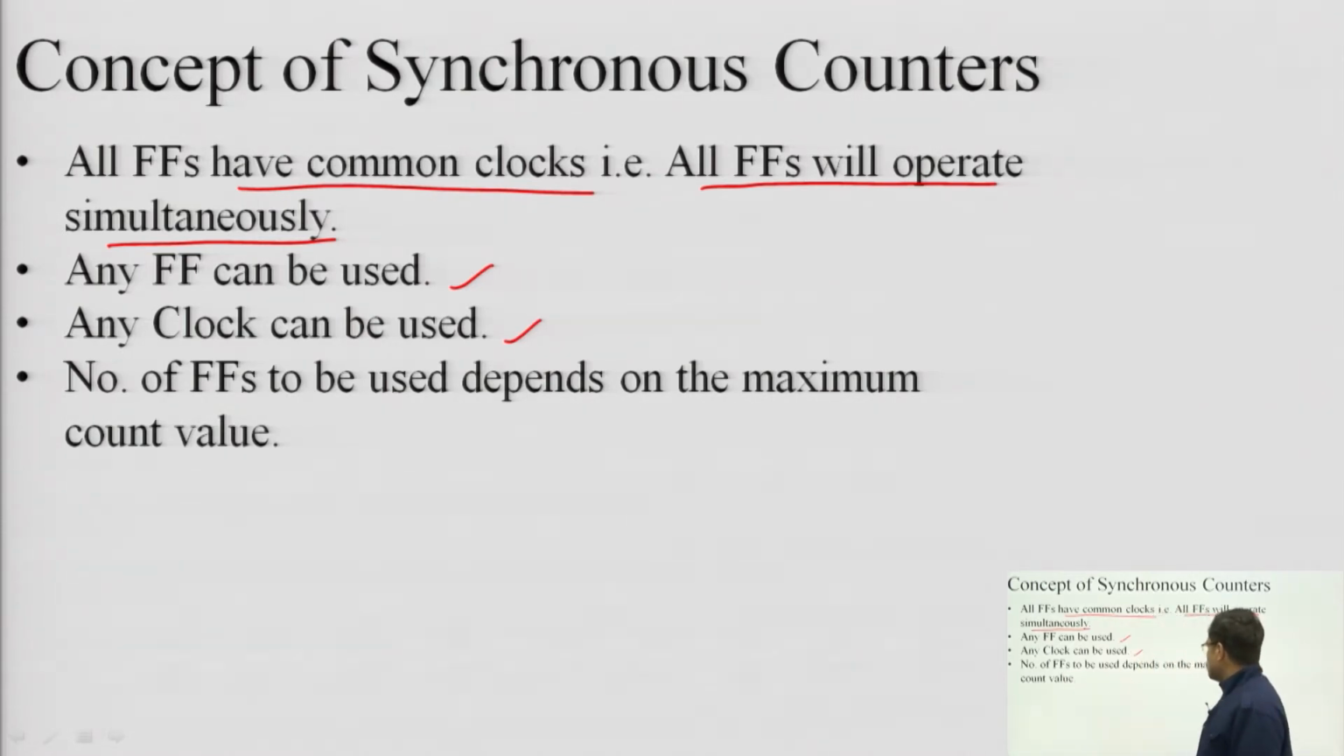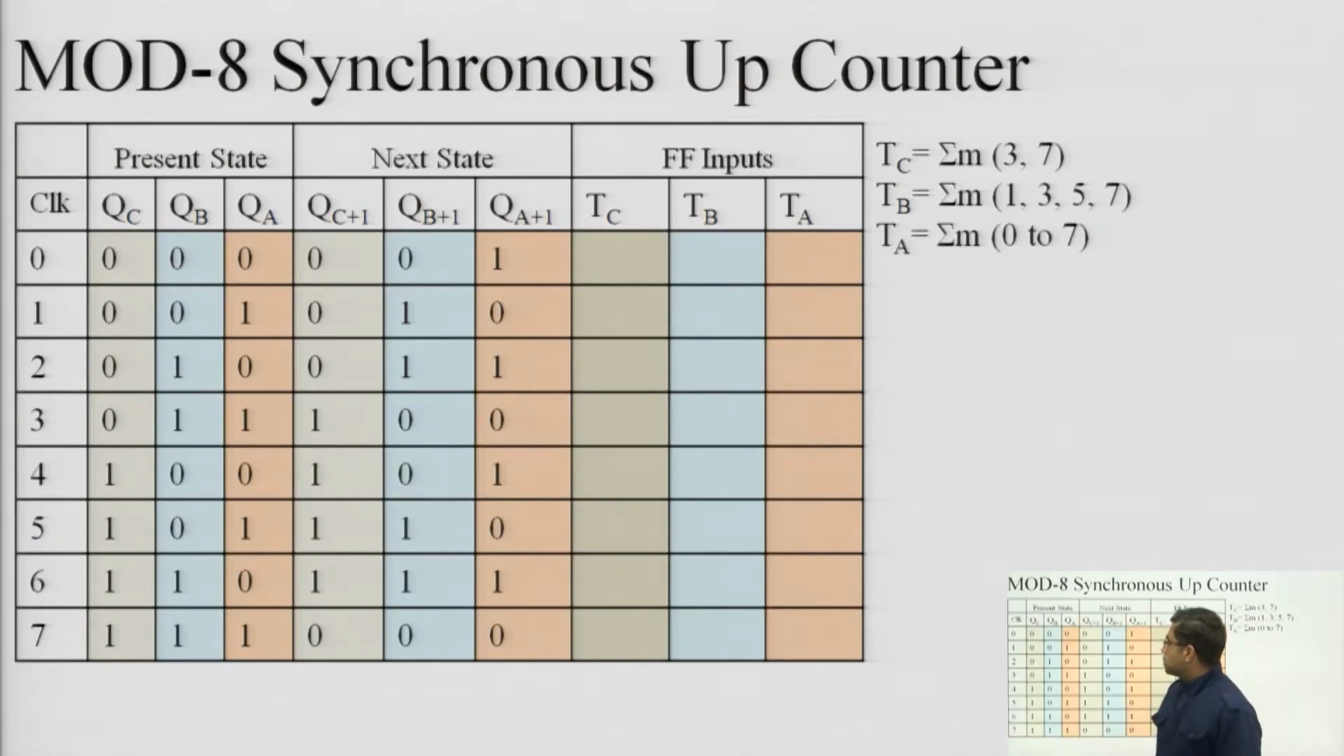Number of flip flops to be used depends on the maximum count value. This point is similar to the one in case of asynchronous counters. That means to design a mode 8 counter, mode 8 means 0 to 7. So, 7 is the maximum count, 7 will require 3 bits. So, 3 flip flops will be required. So, the number of flip flops required for designing of synchronous counter will be equal to the number of bits in the maximum count value. So, with this we can proceed further and start designing the synchronous counters.